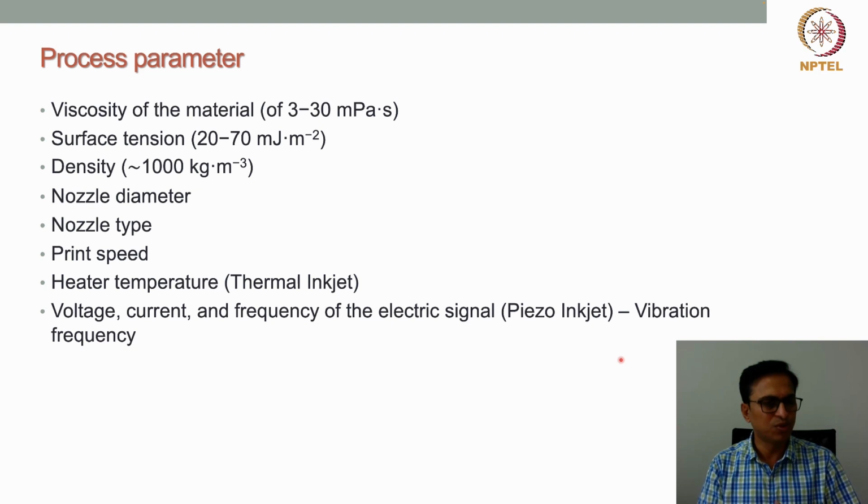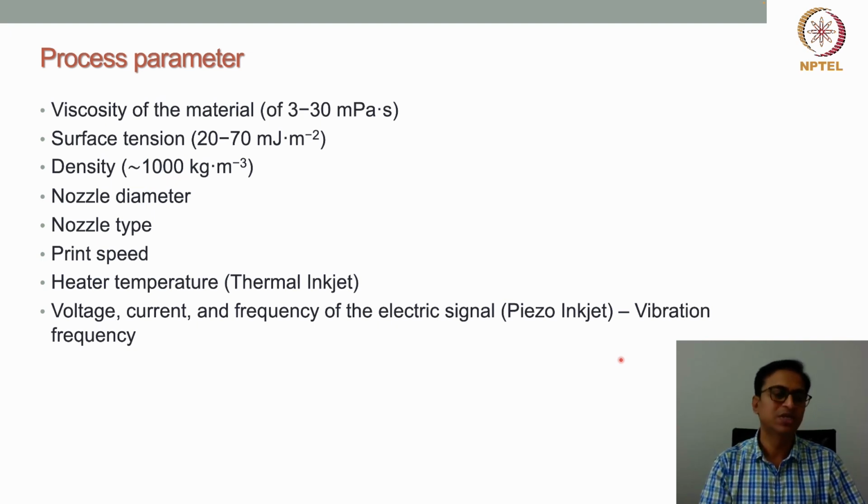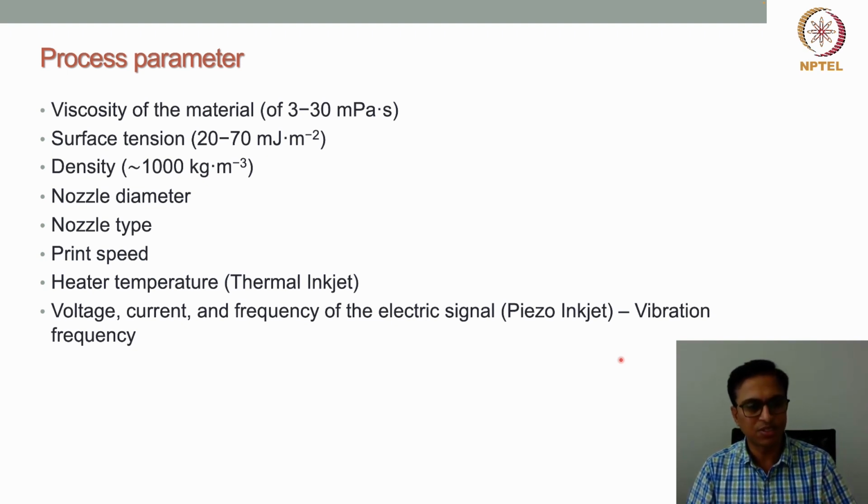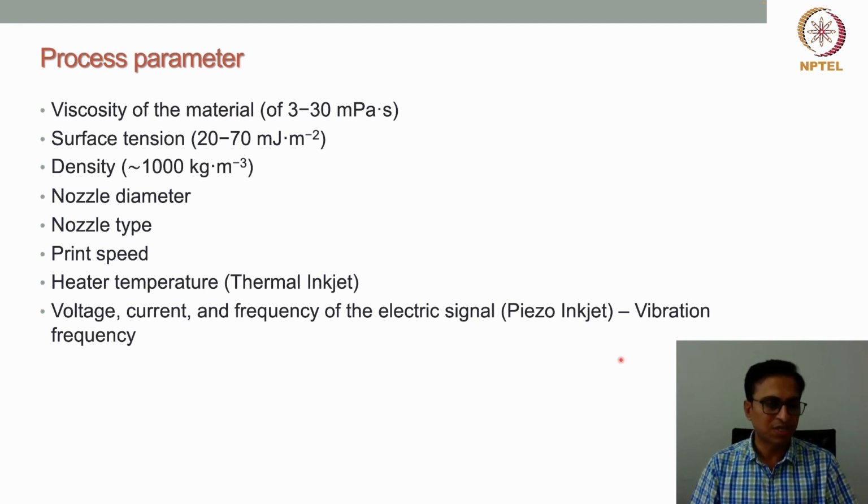There are a few more process parameters, but these are the most important ones you need to take care of before actually going for inkjet printing. And for different biomaterials, you need to optimize these process parameters, and this comes with a trial and error method. You start by setting some process parameters, see how the outcome is, and then change one at a time, and you can optimize all the process parameters to get a desired inkjet printing process.